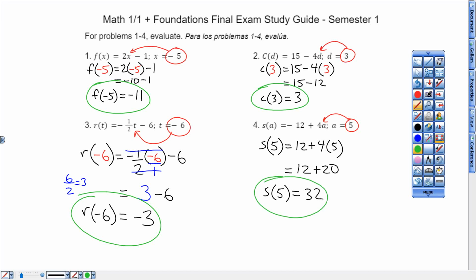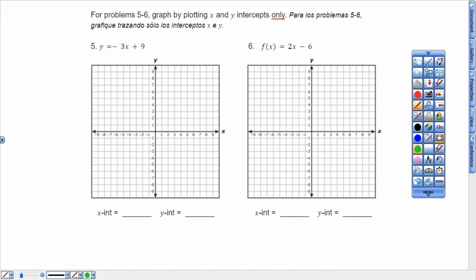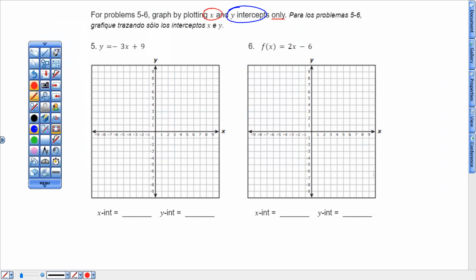All right, moving on. These guys, graph using x and y intercepts only. I'm going to do y-intercepts in blue and my x-intercept in red. So here we go. Looking at this, this is my y-intercept. That's where my first dot goes. This number in front of x tells me where to go from there. So that -3 turned into a fraction tells me from that blue dot, every time I go right 1, I go down 3. Right 1, down 3. That's where my next coordinate goes. Right 1, down 3.